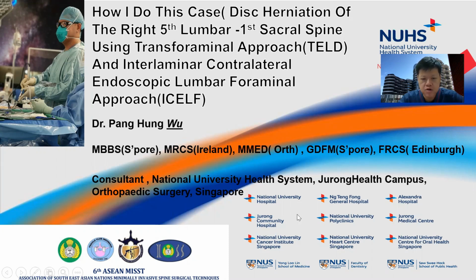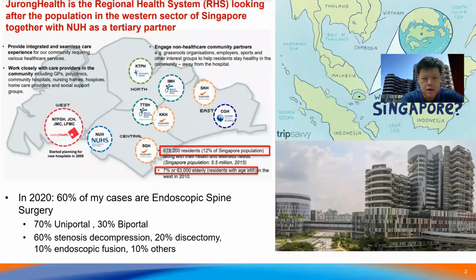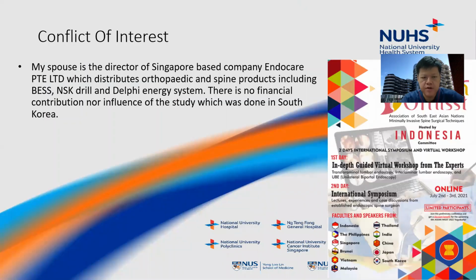I work as a consultant in National University Health System, Jurong Health Campus, Orthopedic Surgery, Singapore. In my population, we take care of about 12% of the Singapore population and 7% of the elderly population in Singapore. In my practice, I do about 60% of my cases with endoscopic spine surgery, 70% of them uniportal, and 30% biportal surgery. Most of my surgery involves stenosis decompression as well as discectomy, and I do some endoscopic fusion as well as cervical and thoracic cases. This is my conflict of interest.